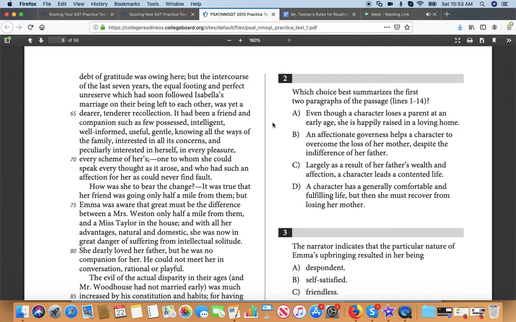Now, if you're left with 2 answer choices and you can't eliminate either, there's probably something you're missing, and you can go back and try to figure out what that is. But if you can't eliminate it, don't eliminate it. Let's keep it. Go ahead and read B.